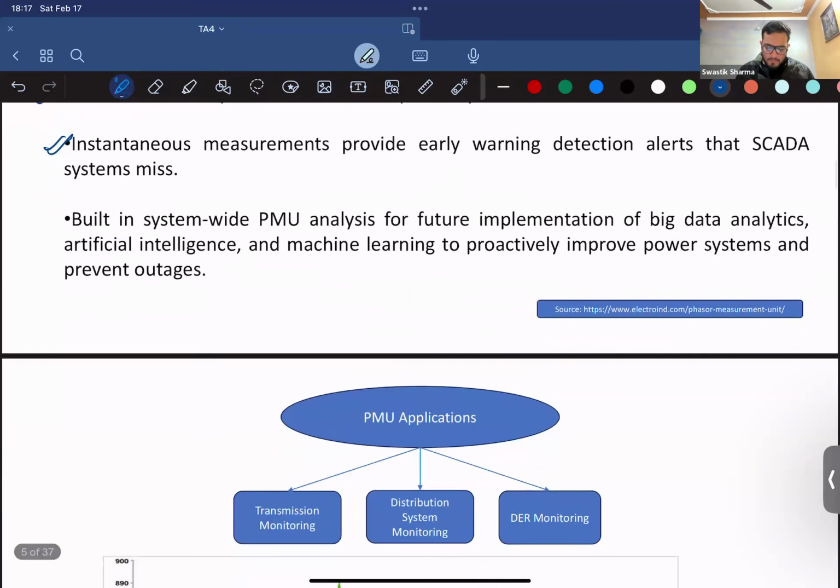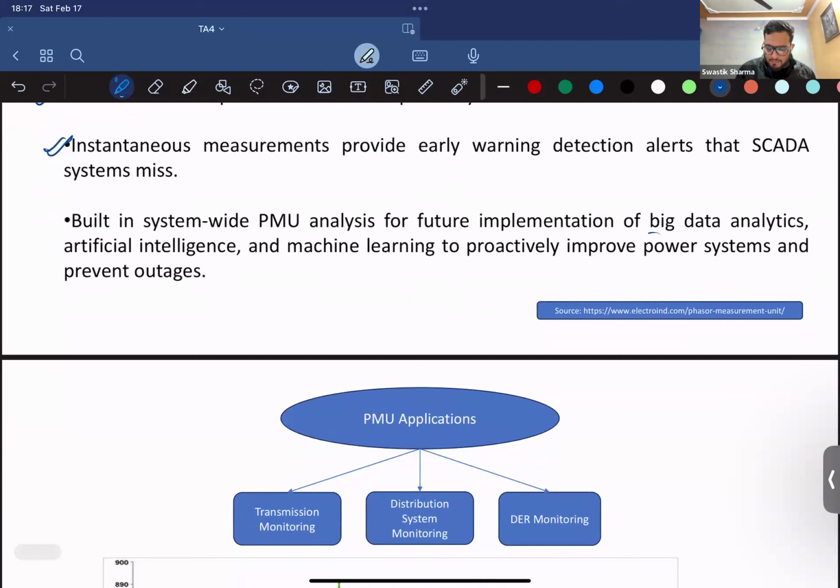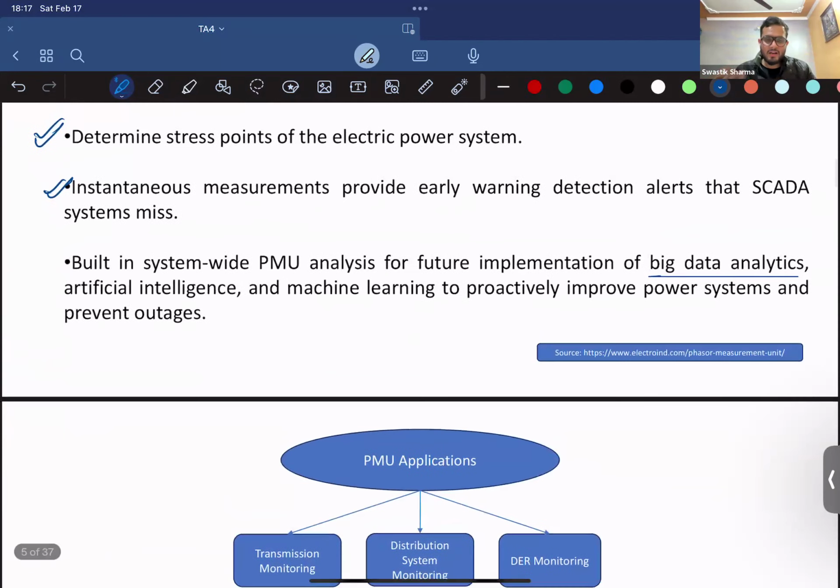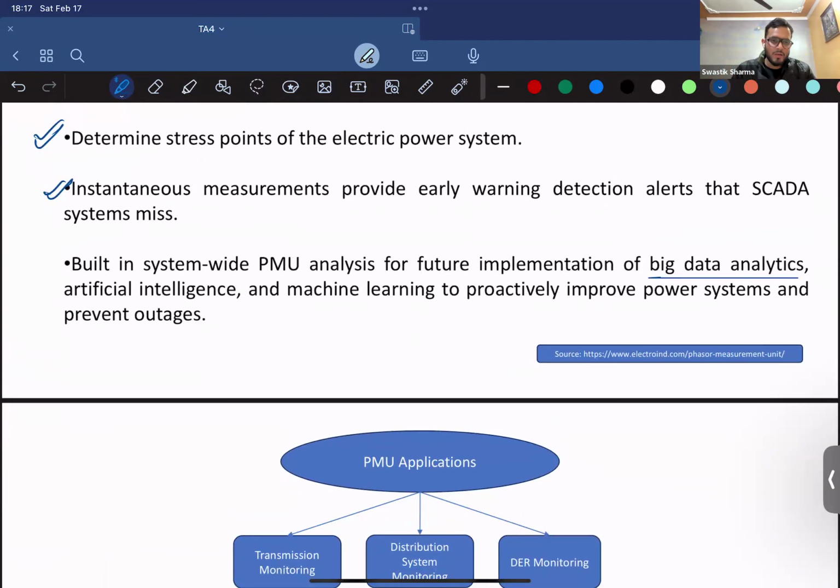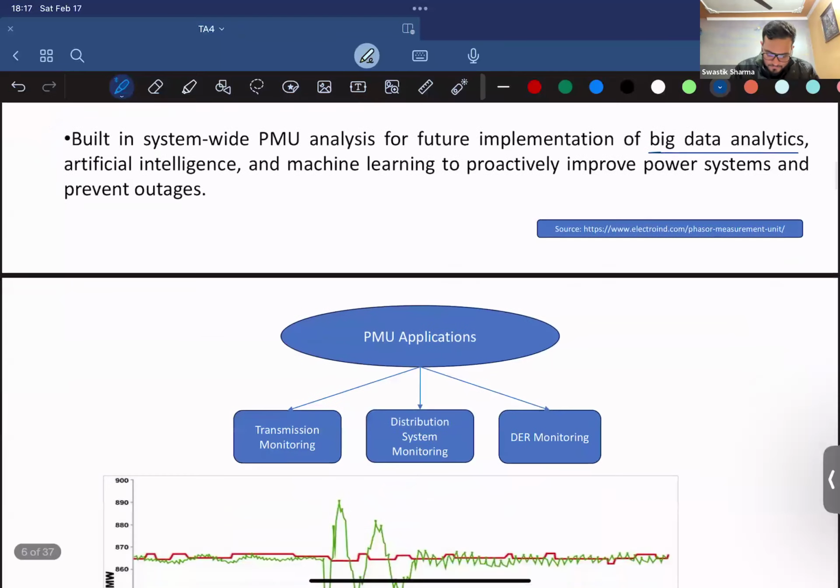Now, built-in system-wide PMU analysis for future implementation. Okay, so you have big data analytics as well. So what is big data analytics? You have a large chunk of data, right? You can check how this data is behaving to be able to use artificial intelligence to do non-intrusive load monitoring, or other various applications. Since you have access to data, why not use it for the betterment of the power system? That's where this PMU comes into play.